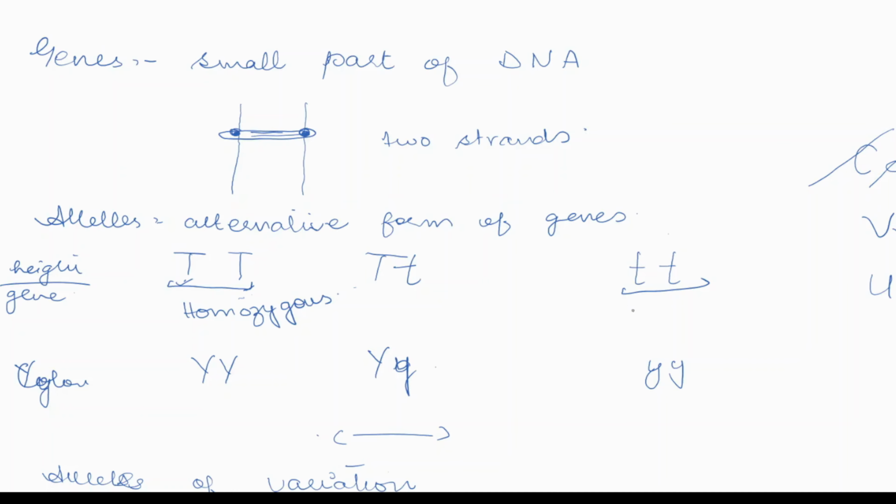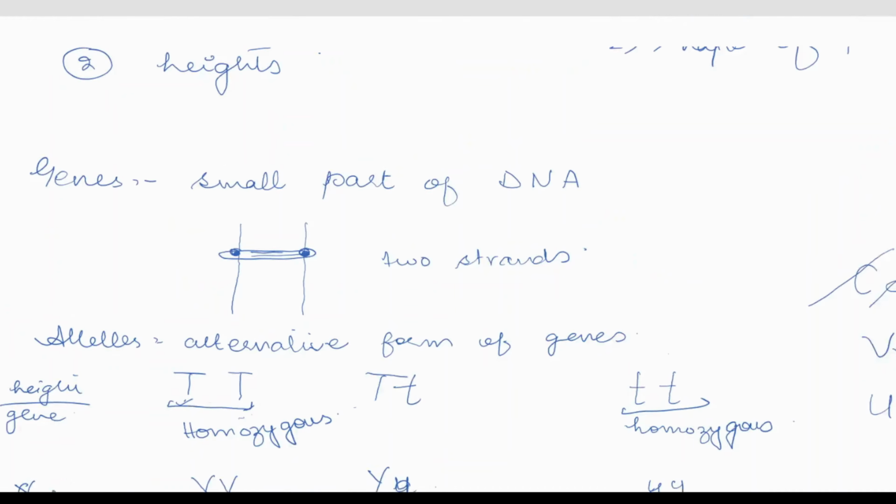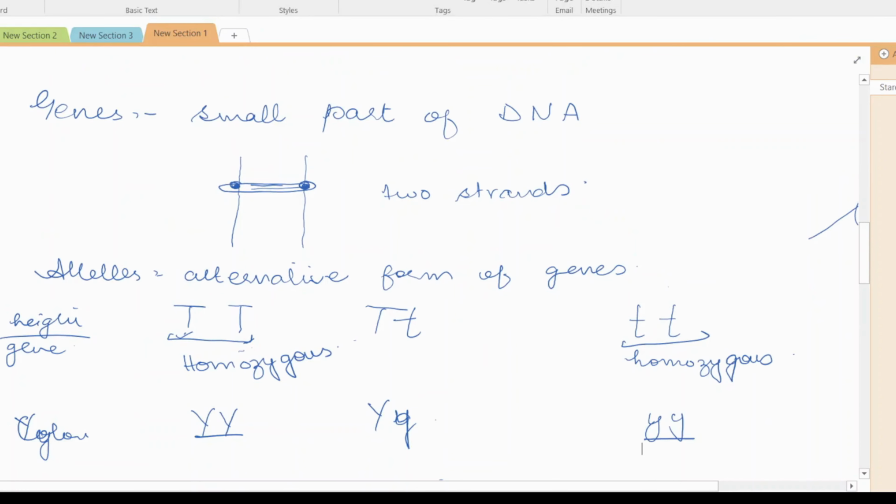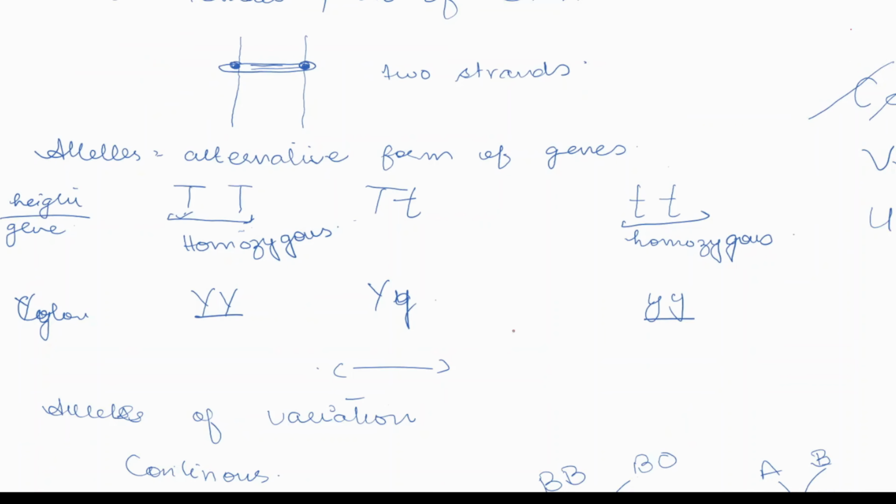This would also be known as homozygous. When they are different, meaning one capital letter and one small letter, then it would be known as heterozygous. Hetero means different.